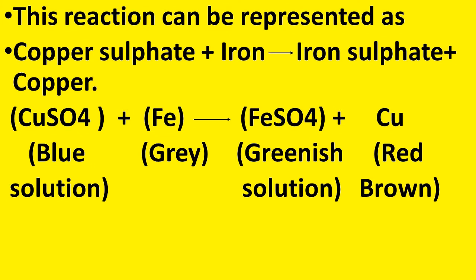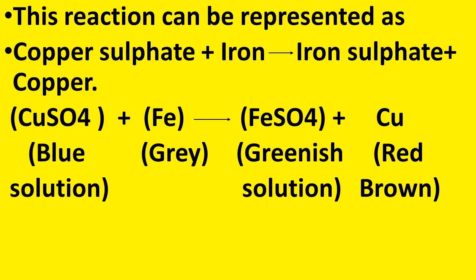FeSO4. Iron sulfate is green in color, and the less reactive metal copper, which is set free, is deposited on the iron nail. That is why the iron nail becomes reddish brown in color. We can actually remove that copper metal.